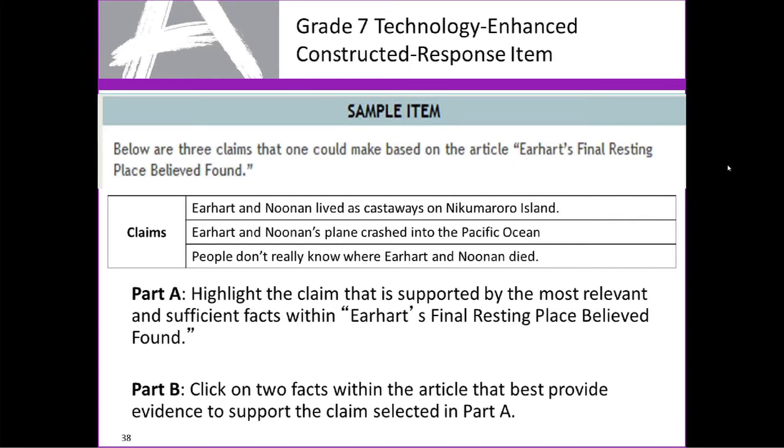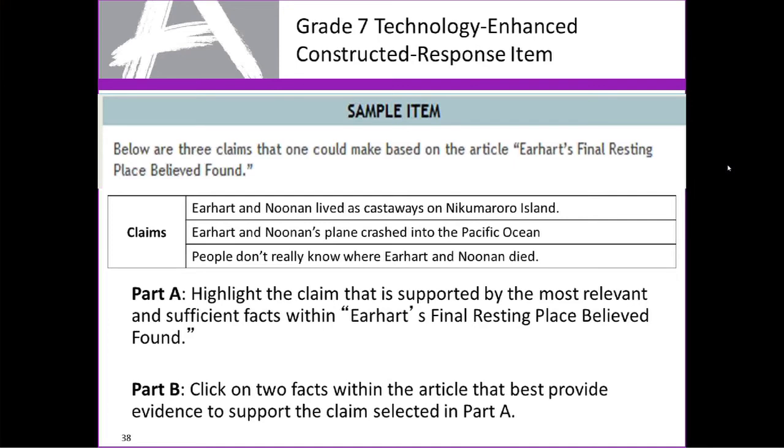You'll note here that students are looking at 3 claims, first highlighting the one that is supported by the most relevant and sufficient facts found in the text, Earhart's final resting place belief. One of the things that's important to note is that all 3 of those claims could be made about the text. The issue is which one has the most relevant and sufficient facts, and that's going to help them when they go to write that piece where they're analyzing the strength of the argument. They're beginning that process through this item.